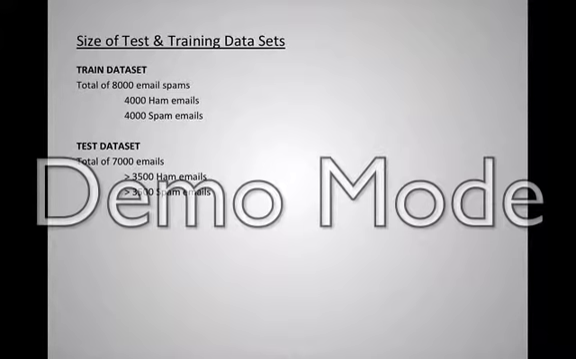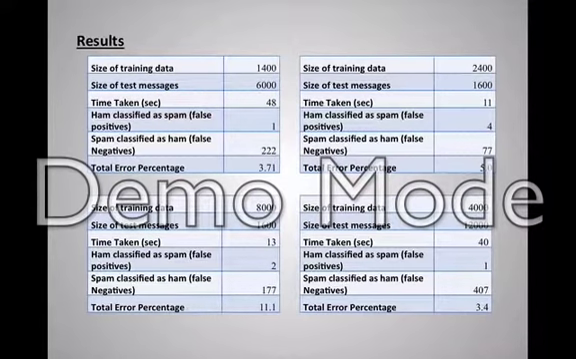This slide shows the size of test and training datasets. Total size: a total of 8,000 spam emails, and a test dataset total of 7,000 emails. Results: in the results we can see the size of the training dataset is 1400, which is quite low, and the size of the test messages is 6,000.